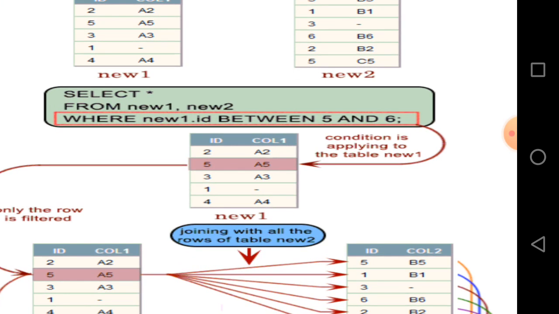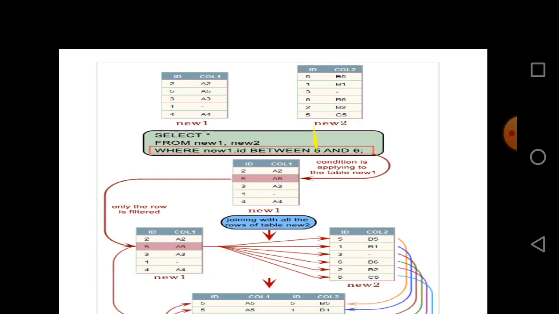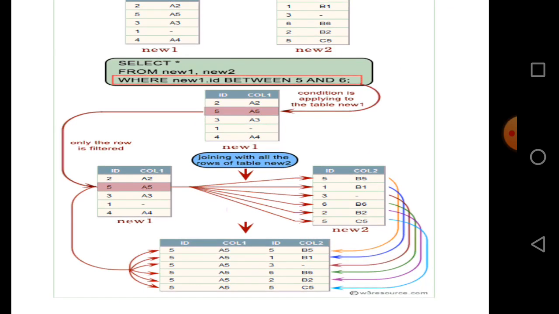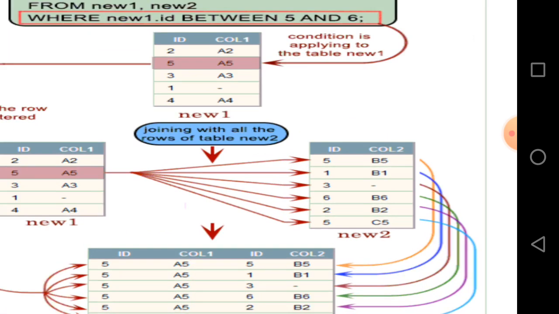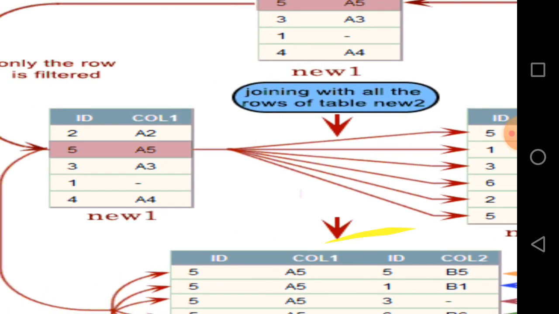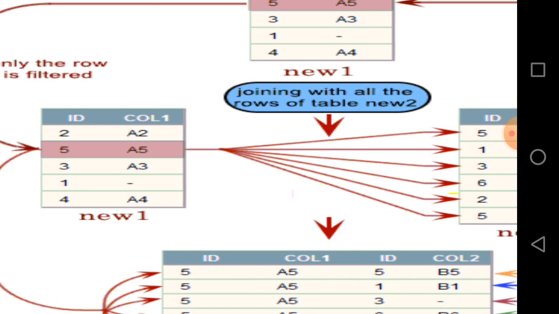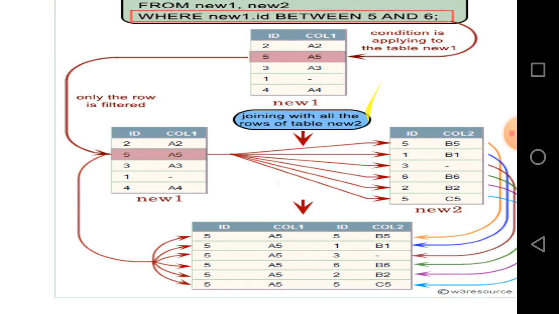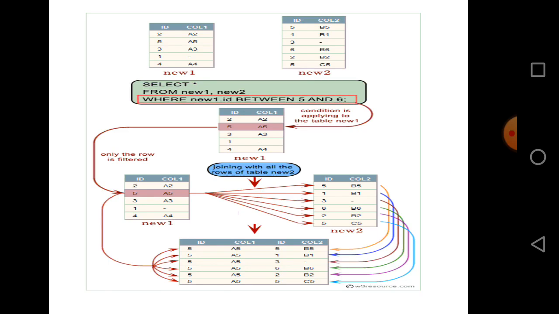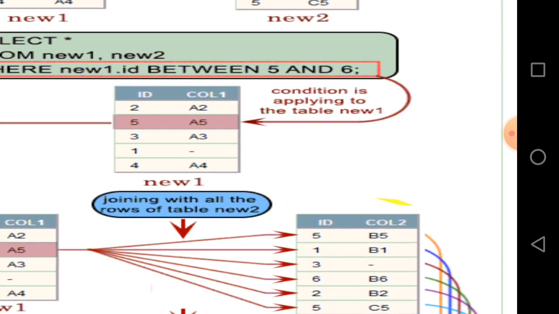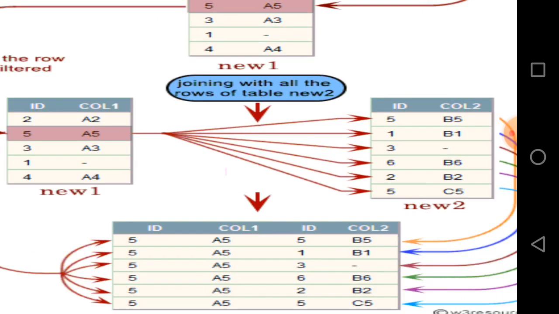So after that, the non-equijoin operation is performed, and the result is reflected, joining with all the rows of table new 2. So where the conditions given in the where clause are met, all rows are combined.